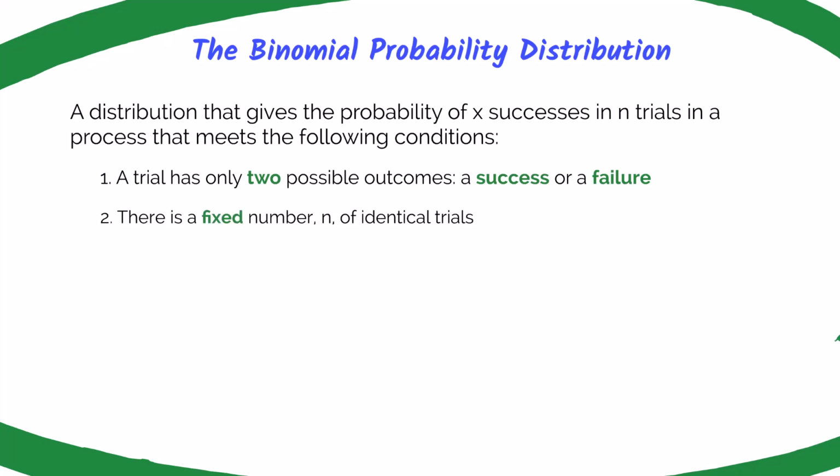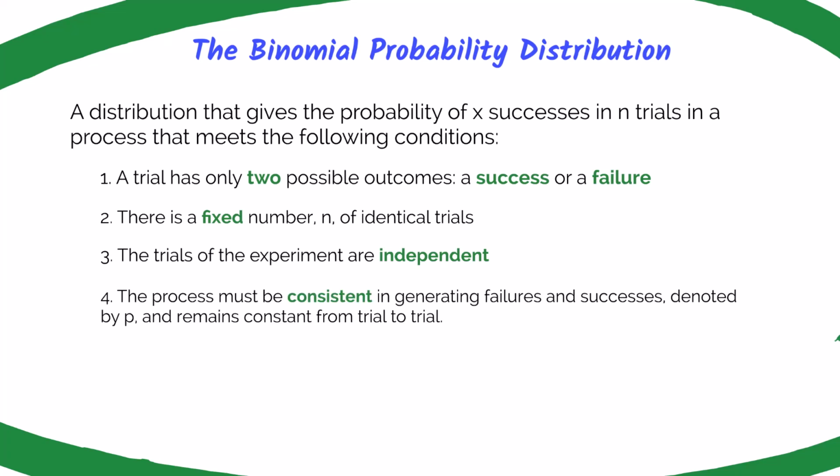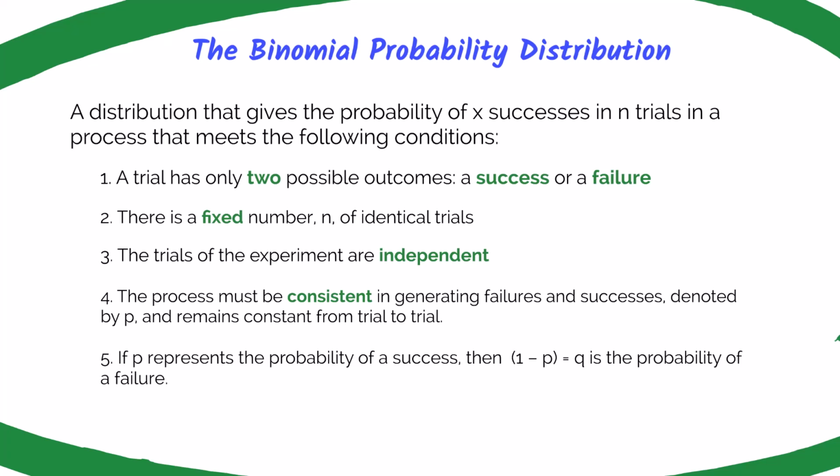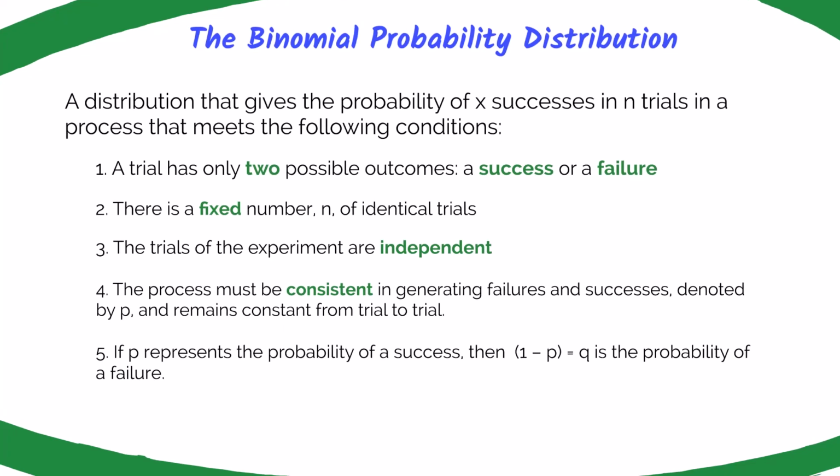The second condition here is that there's a fixed number of identical trials. The trials are independent of each other. Recall that independent events mean that they don't affect or influence one another. In addition, the process of your experiments must be consistent in the way you generate failures and successes. Successes are denoted by the letter P and remain constant from trial to trial. Then 1 minus P, which is our complement rule, is Q. That's the probability of failure. Here, we're just making sure that we understand how to denote a success by the letter P and a failure by the letter Q.